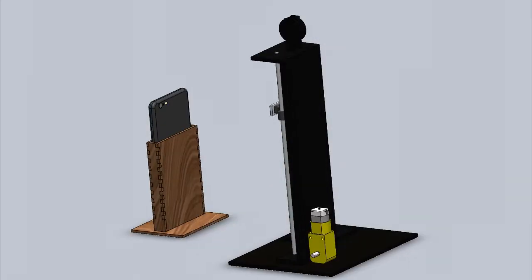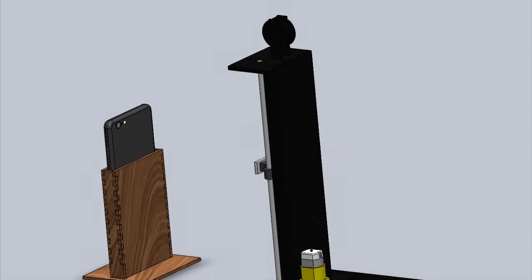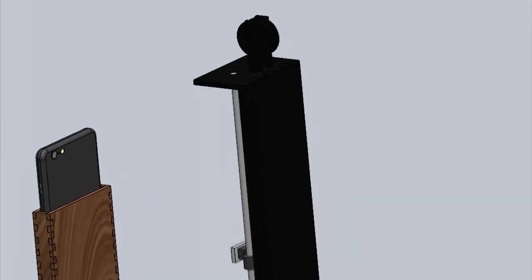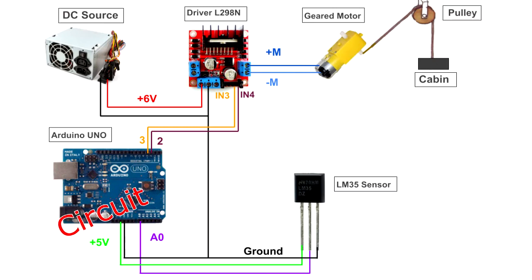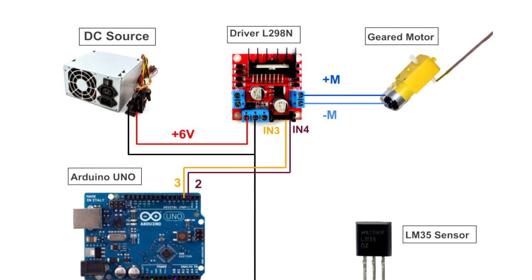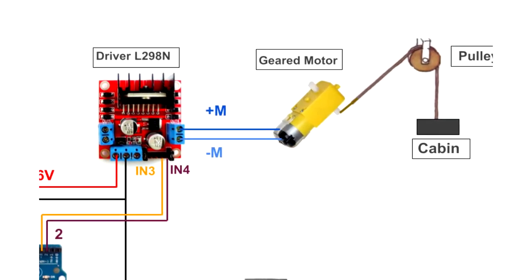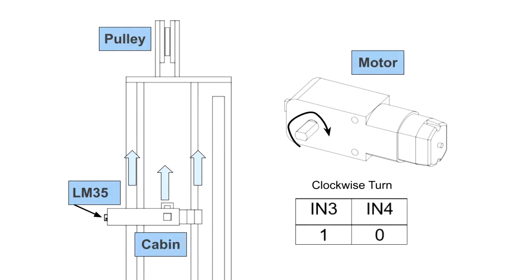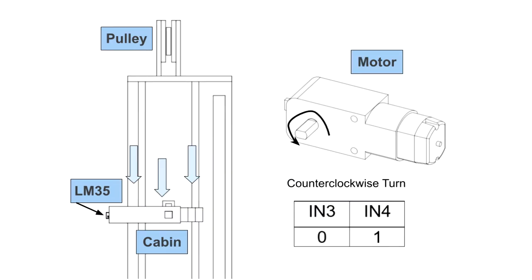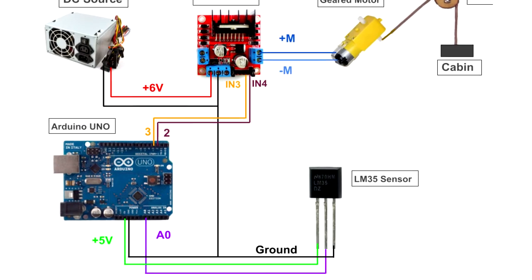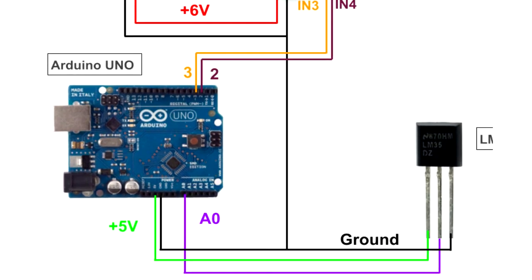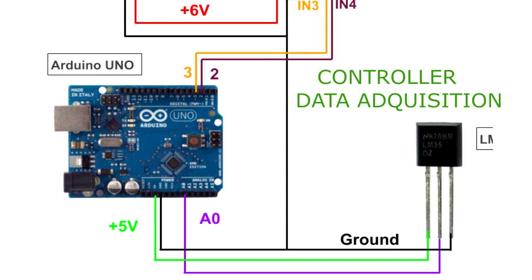The movement of the cabin is achieved thanks to a geared motor connected to a simple pulley. The circuit is very simple. An external source provides power to the motor driver, which will control the direction of rotation. If the shaft rotates clockwise, then the cabin will go up. If the shaft rotates counterclockwise, then the cabin will go down. The LM35 sensor is connected to its respective pins. The Arduino board works as the controller and data acquisition card.